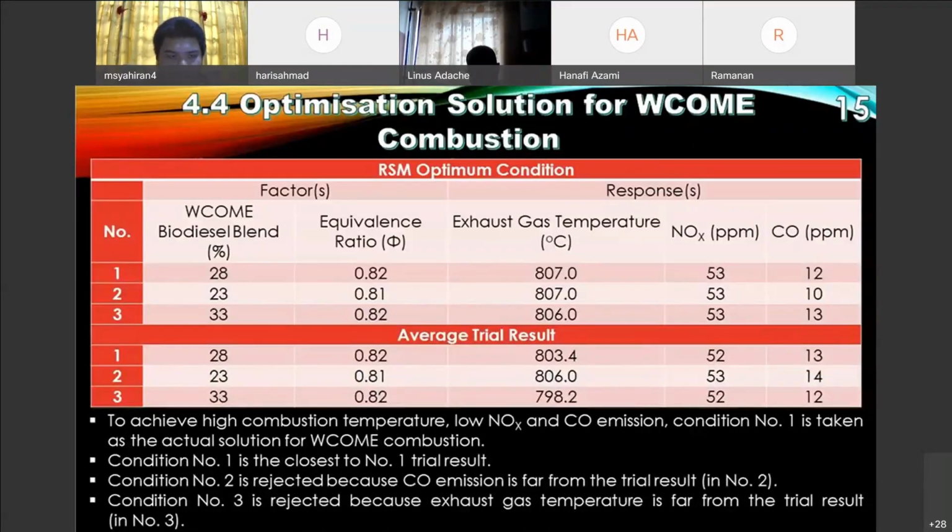Next is the RSM optimization solution for WCOME combustion. RSM suggests multiple solutions for the optimization, and the best three solutions are shown in the table. The three solutions were set and combusted to verify with the actual experimental data. It was found that solution number 1 is the closest to the actual experimental data, while solution number 2 and number 3 experience much difference in CO and exhaust gas temperature compared with the actual data.